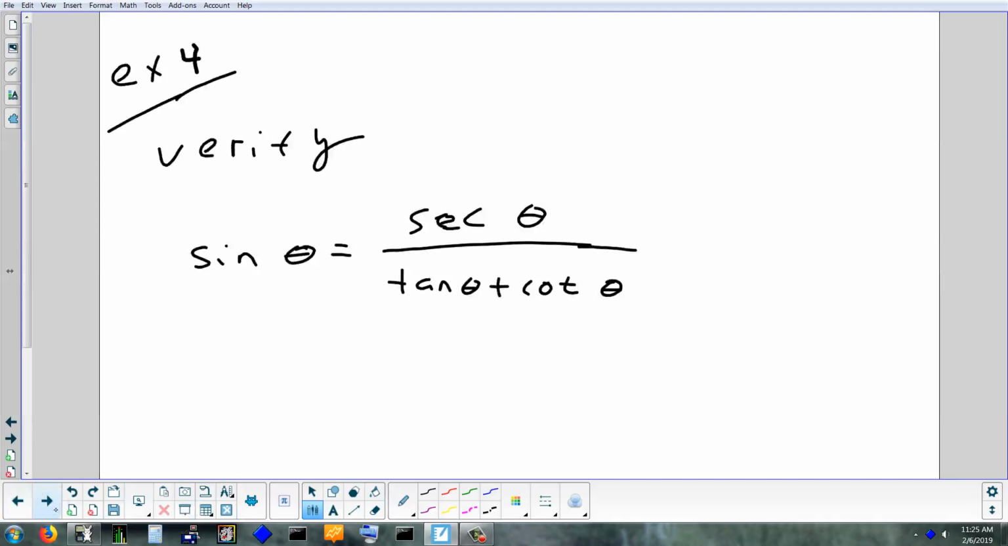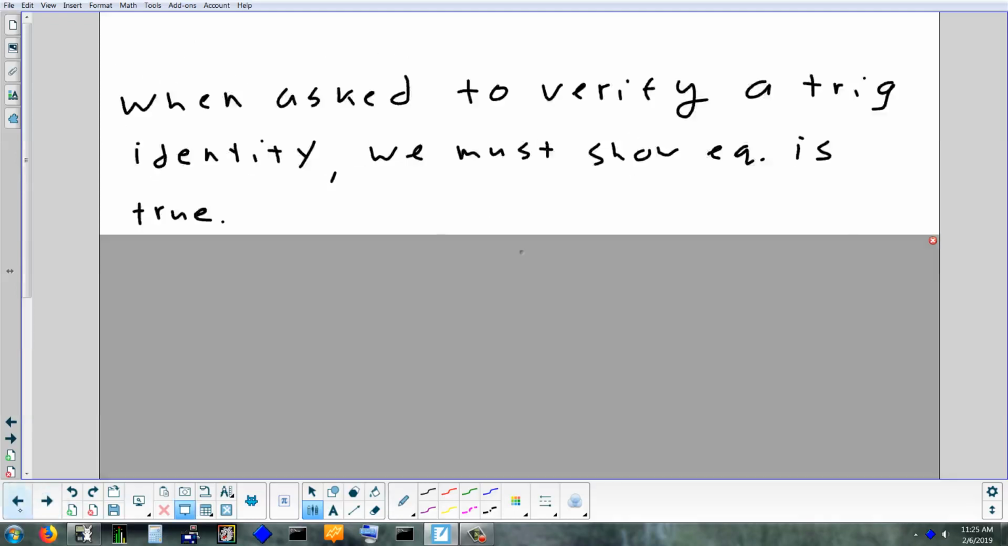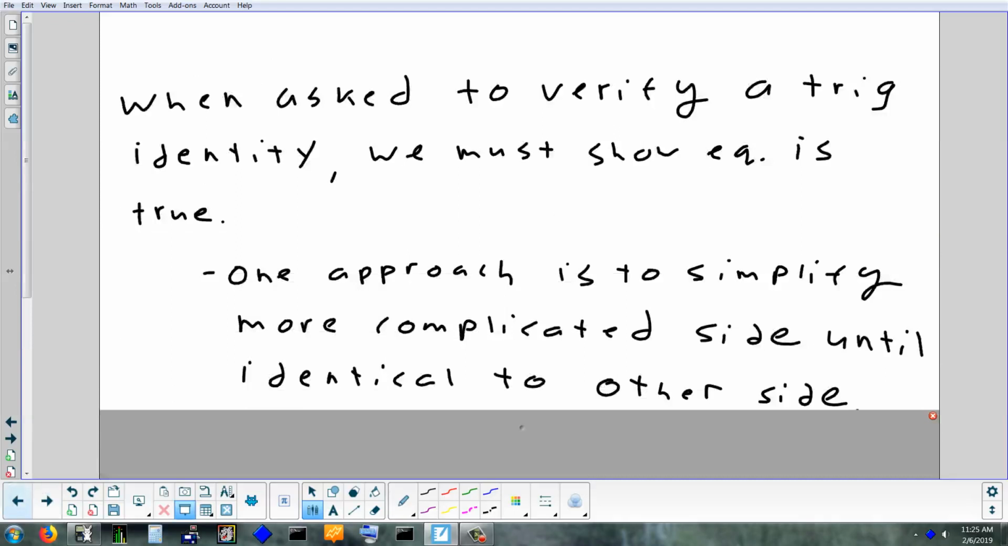Like in this problem, the goal is to get sine somehow. So generally what you want to do is take the side that's more complicated and try to simplify it. Don't take the simple side and try to complicate it to look like the other side. That's confusing. Always take the side that looks more complicated and reduce it and simplify it down until it gets simpler.